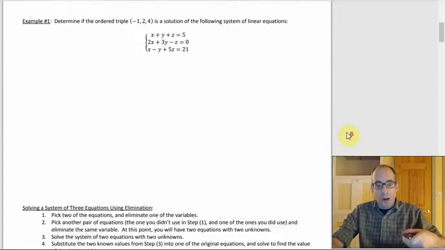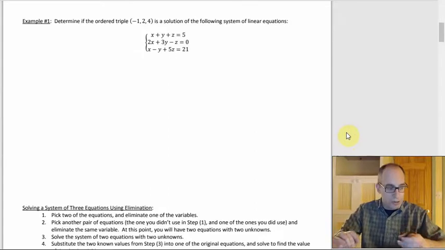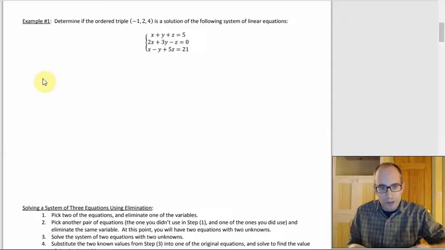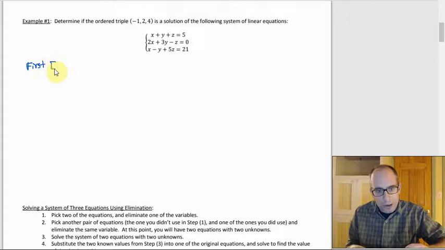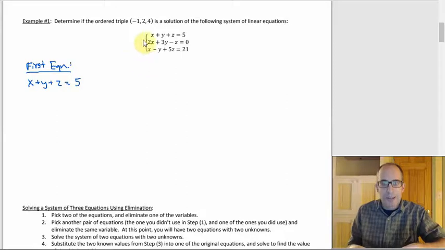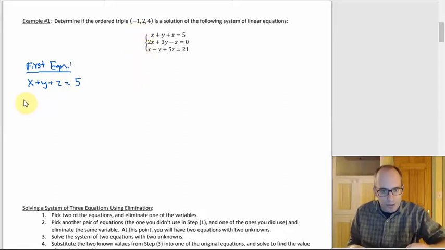Well, you would have to check all three equations. Just like before when we had two equations, you had to check them both. Here, since you've got three of them, you'd have to check all three. So the first equation, the one on top, x plus y plus z equals 5. If we substitute in to see if that ordered triple satisfies it, we'd have -1 plus 2 plus 4. Is that going to be 5? Well, -1 plus 2 is 1, and 1 plus 4, yeah, that works. 1 plus 4 is 5.